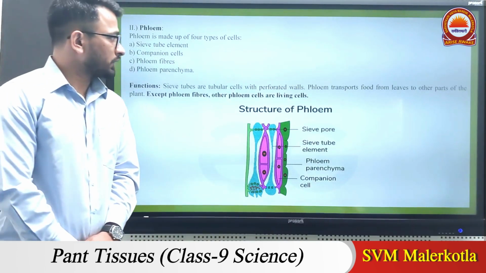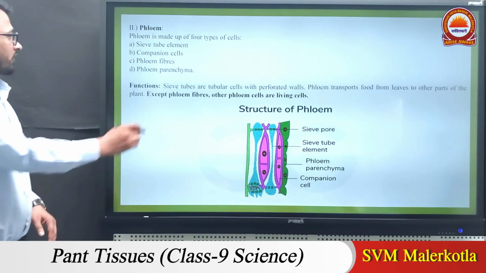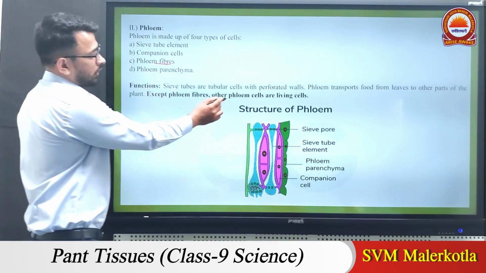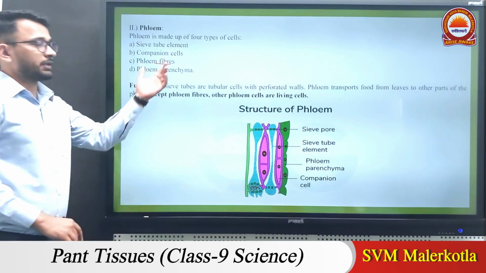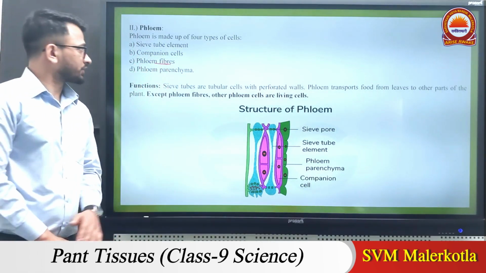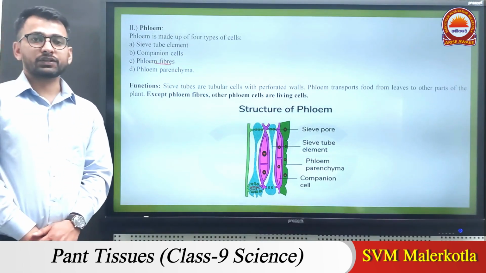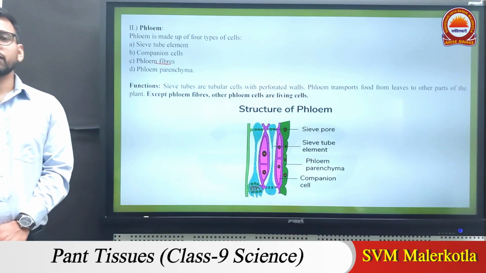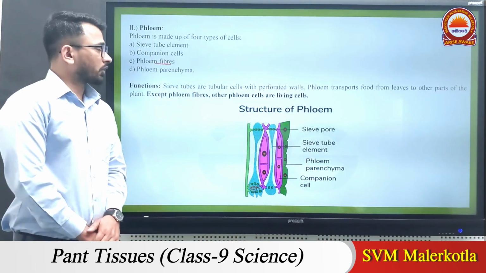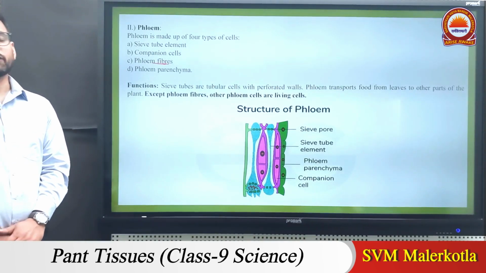Phloem transports food from leaves to other parts of the plants, and except phloem fibers, other cells are living, and this one will be dead cells. It means they are only meant for the support of the tissues. So all this we studied today about plant tissues. First we talked about apical meristem or meristematic tissue, and then we talked about permanent tissue of the plants. Thank you.